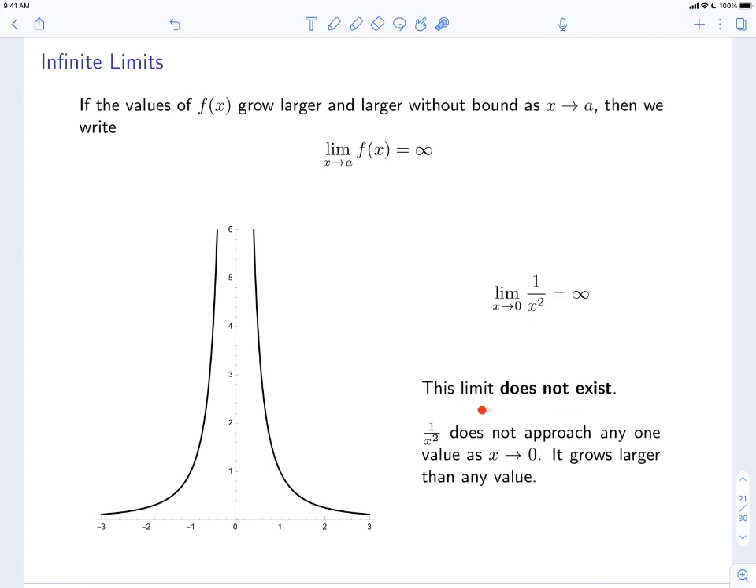Now this limit does not exist. It's just notation. 1 over x squared doesn't approach any one value. It grows larger and larger without bound. It grows larger than any value, so the limit does not exist.